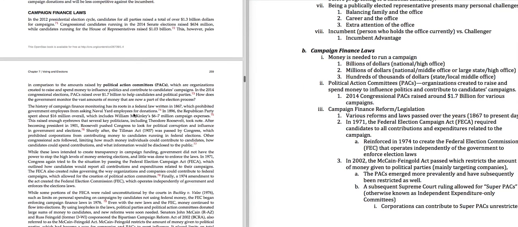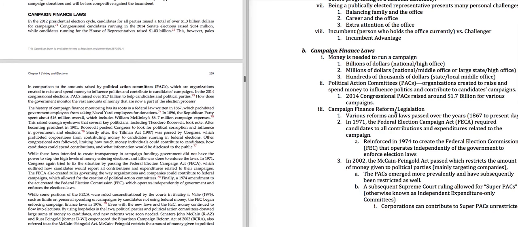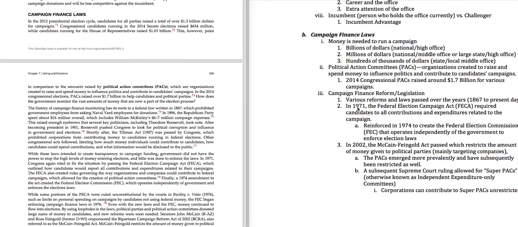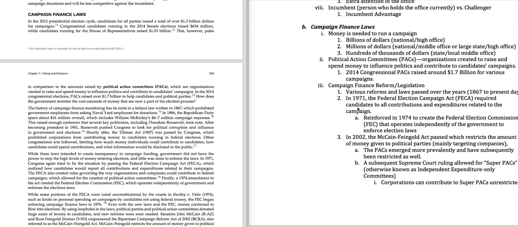But we're going to actually jump into campaign finance laws. Let's look at that. Campaign finance laws. Money is needed to run a campaign, like duh. Billions of dollars for a national high office. Millions of dollars for a national middle office or a large state high office, like governor. Hundreds of thousands of dollars for state and local middle office.